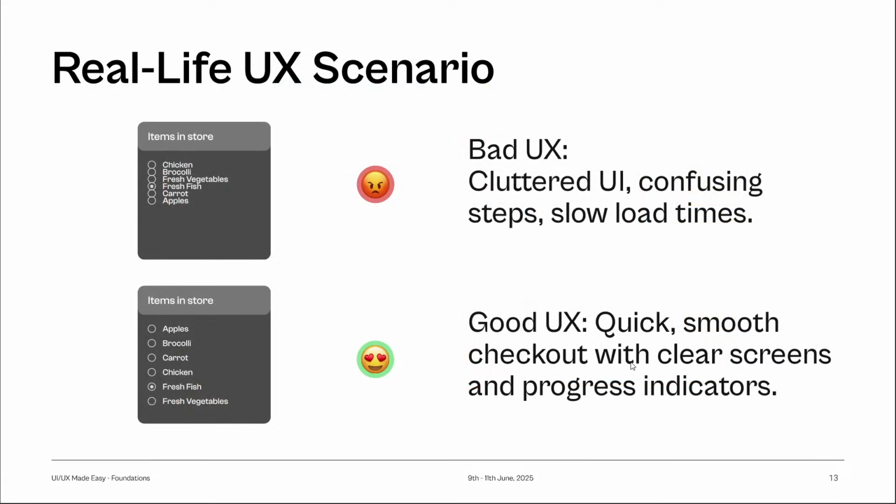Okay, so the next one will be real life UX scenario. So bad UX is cluttered and confusing. The steps are slow, and the time that it takes to load is very, very slow. And for an example of a bad UX, you can see on the left the spacing that is on that place. It's not professional, because if I click on number 2, I might be clicking on number 1.